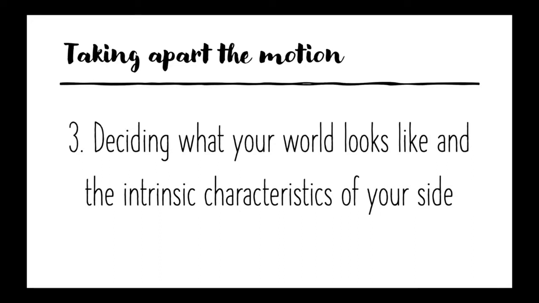This moves us on to the third step, on deciding what your world looks like and what are the intrinsic characteristics of your side. Often when we look at motions, we like to decide what is symmetrical and asymmetrical on both sides of the house. Symmetrical things refer to arguments that both sides can claim to have, whereas asymmetrical refers to intrinsic characteristics to the motion that can only be claimed by your side of the house. Driving arguments or things intrinsic to your side is really important because it prevents the opposing team from just simply swallowing your arguments. The final step is to think of real-life examples of this debate.